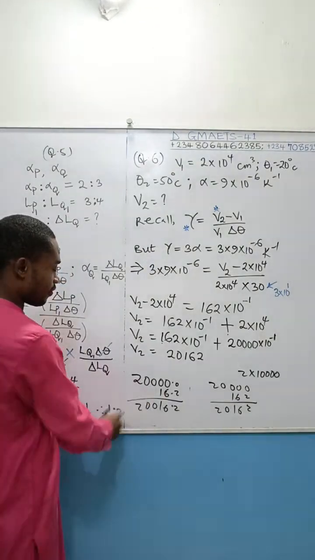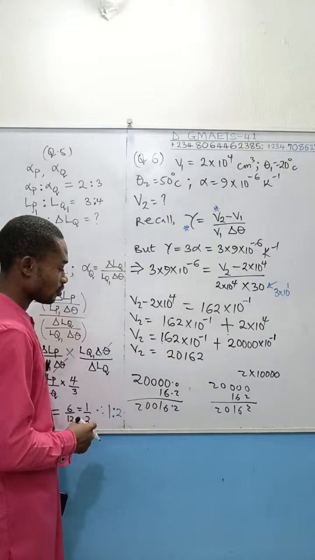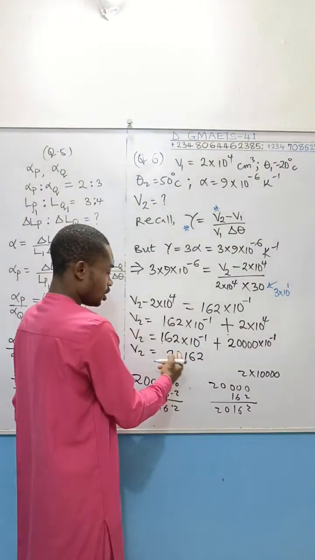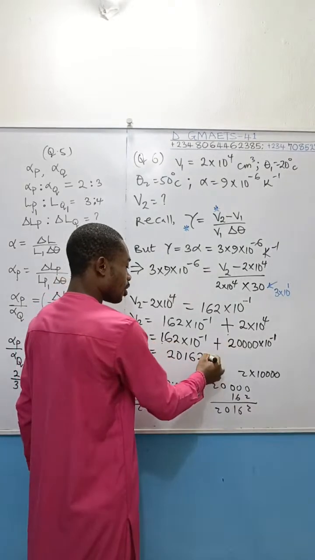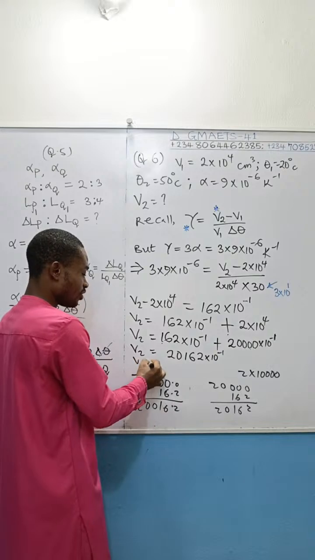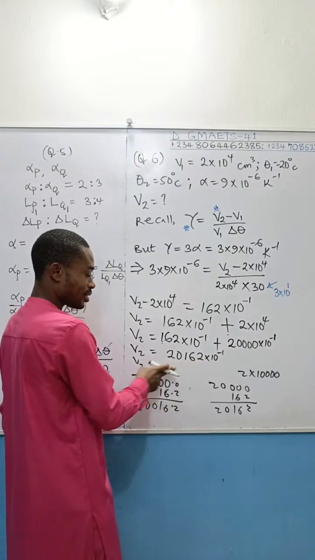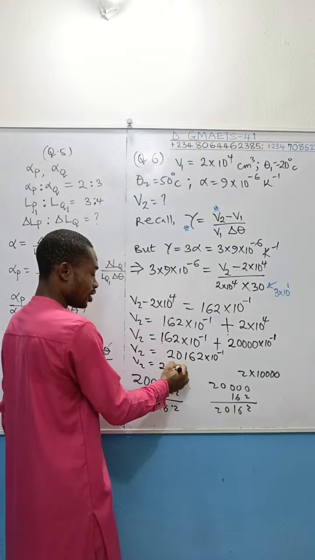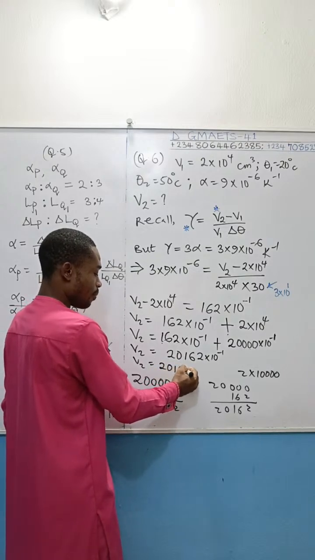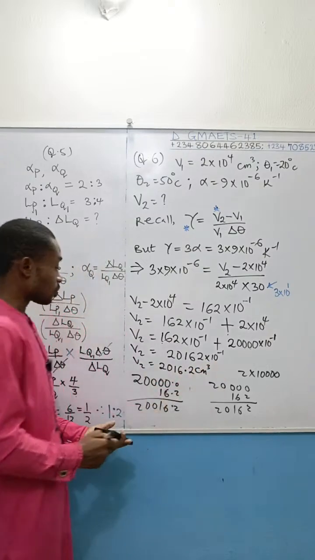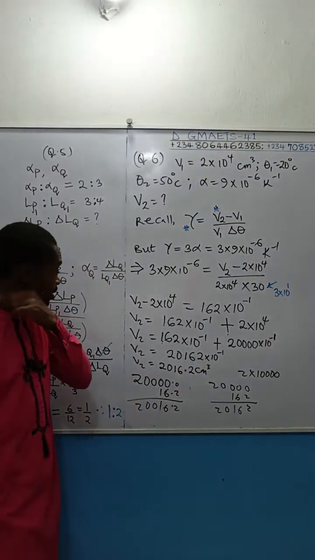So why is this different? Okay, let's see the end. No problem. I've added this to this, and I'm going to multiply by 10 to the power of minus 1, which is the same as dividing this by 10. If you divide this by 10, you're going to get 20,160.2 cubic centimeters. Something seems to be wrong here.